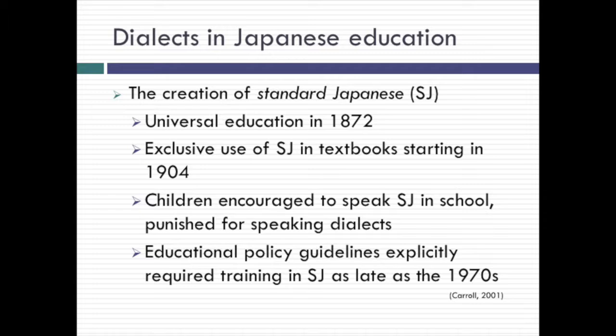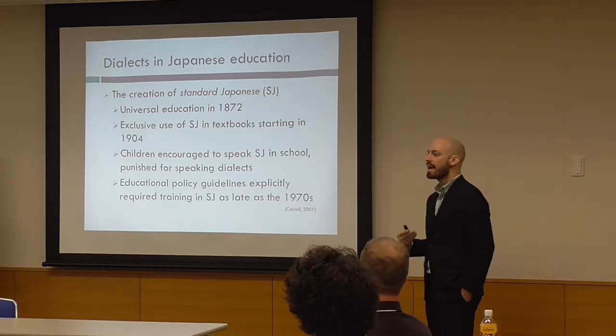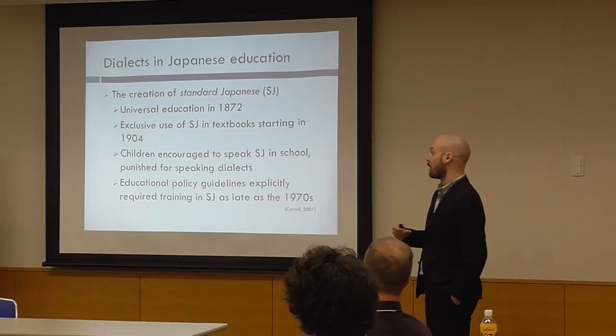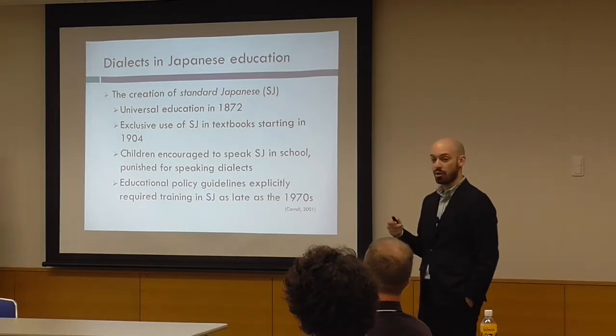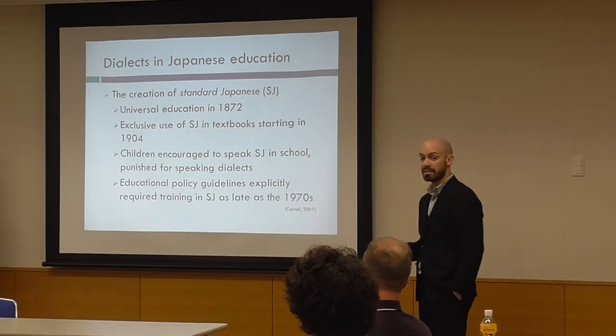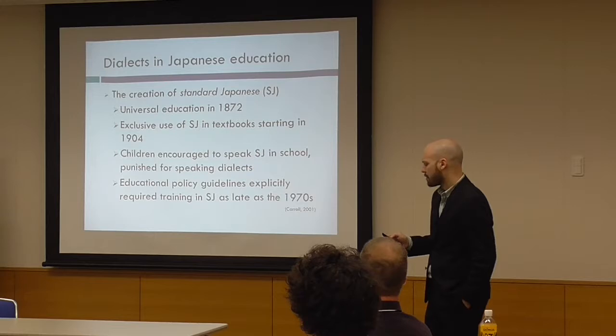all schools across the country, children were actively taught to speak Standard Japanese, actively taught that their regional dialects were incorrect, were vulgar, dirty. Sometimes they were corporally punished for speaking these dialects. Even as late as the 1970s, educational guidelines across the country explicitly required that students be taught how to speak standard Japanese. So what happens?